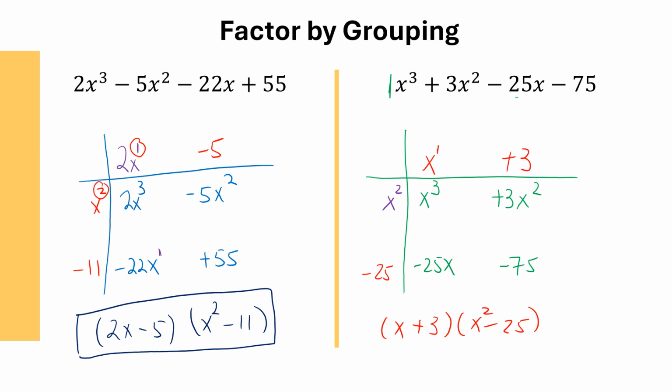And x squared minus 25 is a difference of squares, because x is squared and a number that squared will give you 25 is 5. So therefore, I can rewrite this problem as x plus 3 times x minus 5 times x plus 5. If you distribute x minus 5 times x plus 5, it will be the same answer as x squared minus 25.